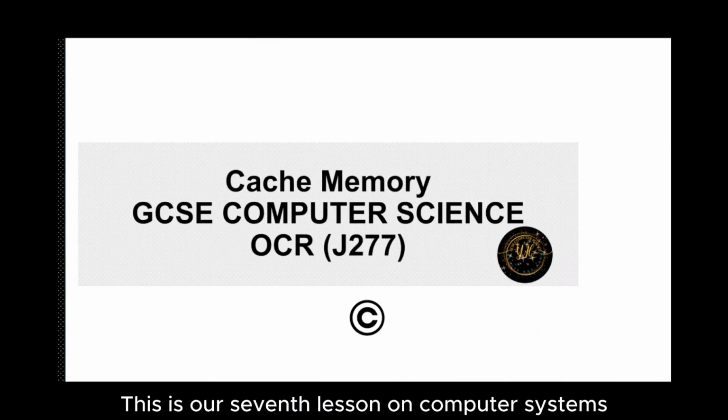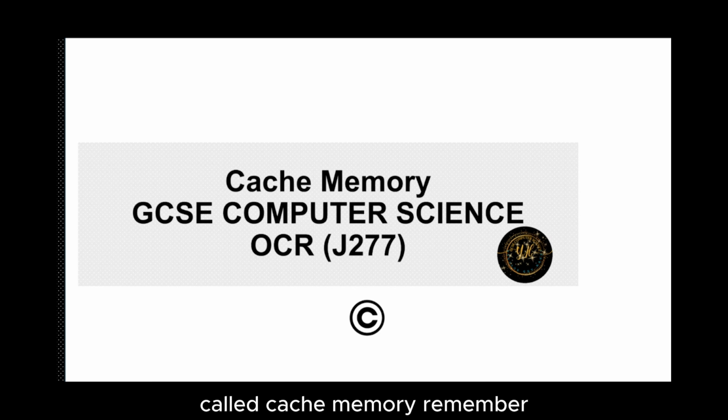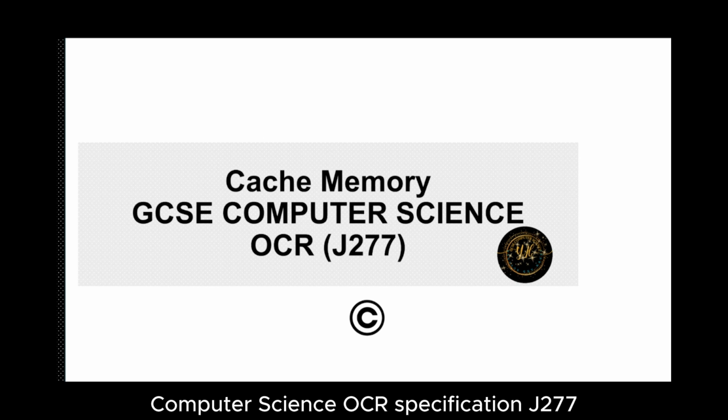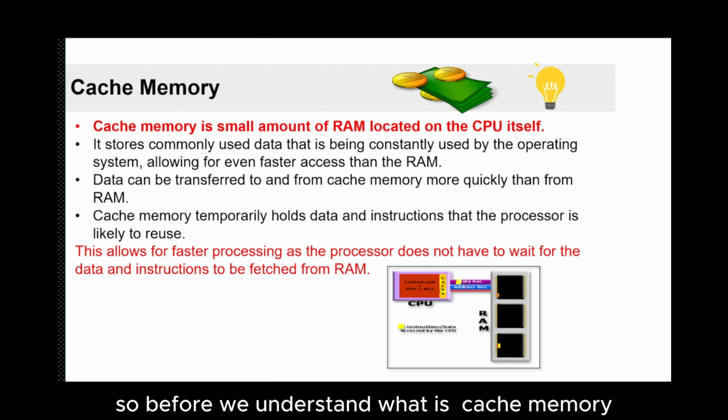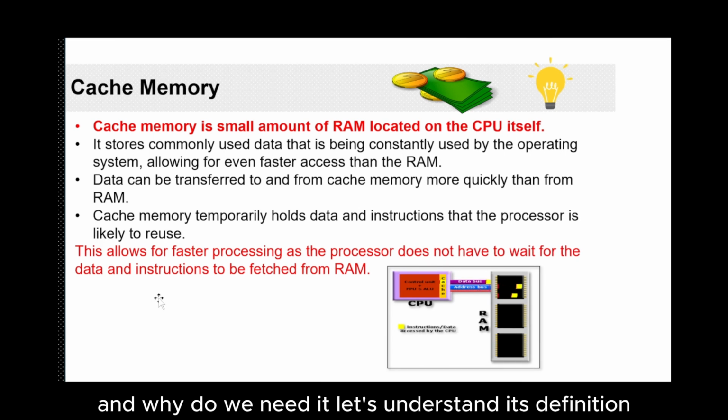This is our seventh lesson on computer systems called cache memory. Remember, we are following the GCSE Computer Science OCR specification J277. So, before we understand what cache memory is and why we need it, let's understand its definition.